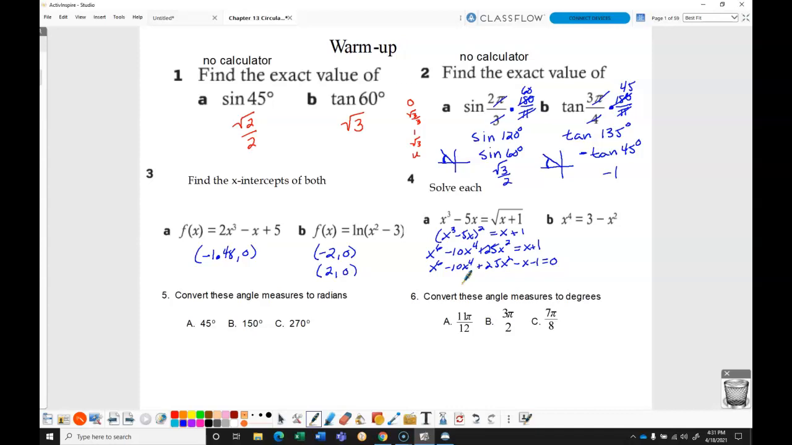All right, and I'm going to convert to degrees, so 11 pi over 12 times 180 over pi. The pi's cancel. And if you want to, you could actually use the calculator for this. You could just put in 11 times 180 divided by 12. You get 165 degrees.